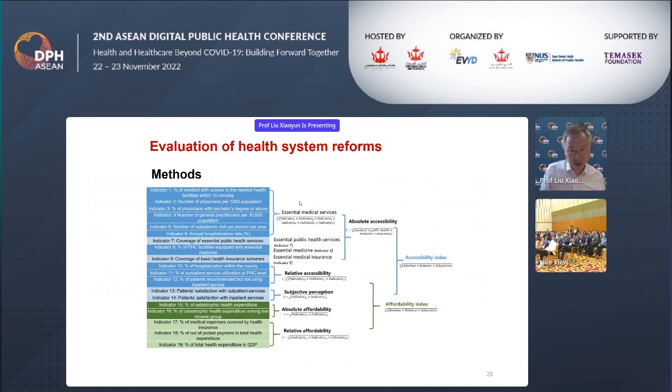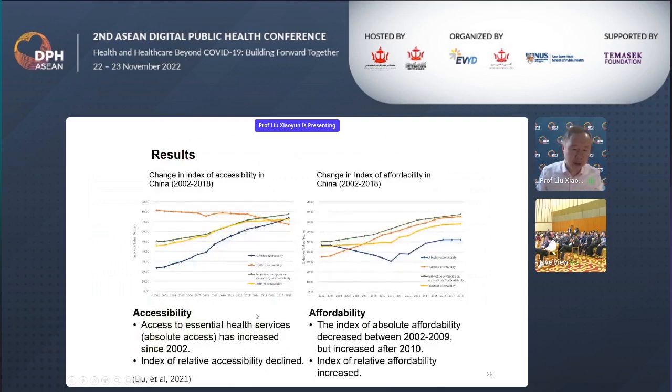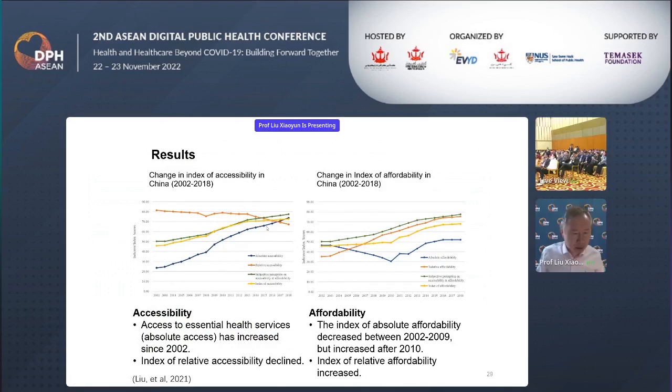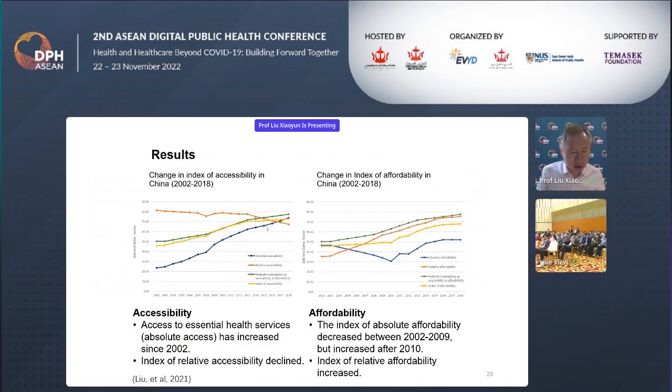Borrowing the experience from the WHO, we also developed an index to evaluate the accessibility and affordability of the health system in the last 10 years. I'll briefly introduce the key findings of this study. The left part is the accessibility. If we look at the dark blue line, increasing, we call this absolute access, which means the access to essential health services has significantly increased even before the reform, since the year 2002.